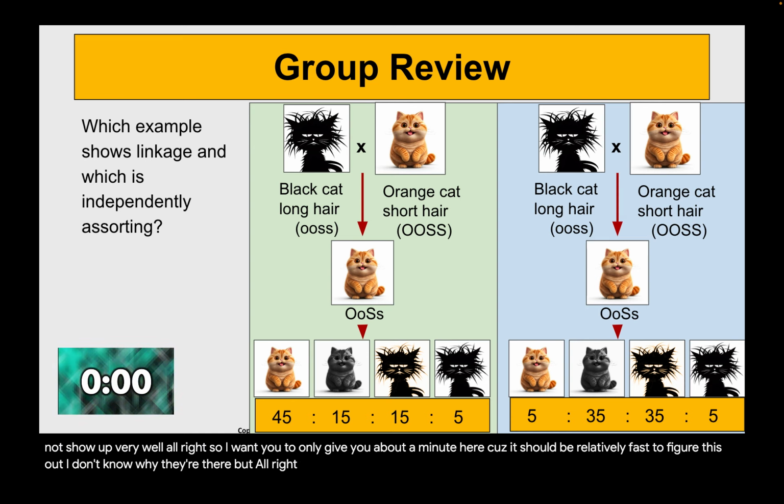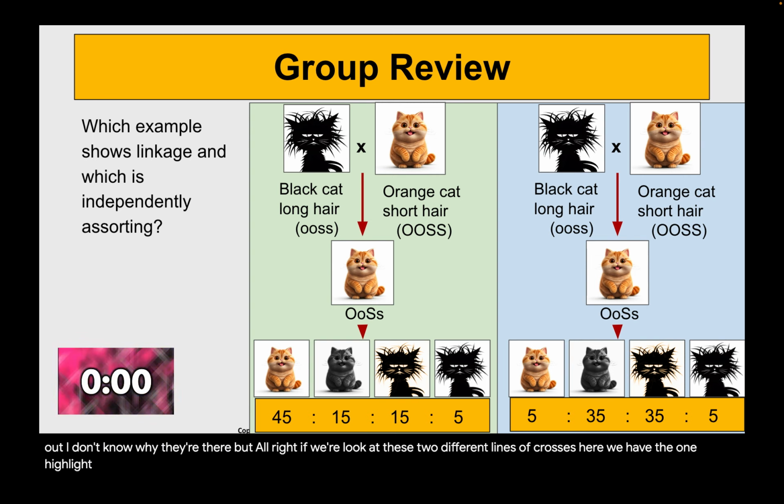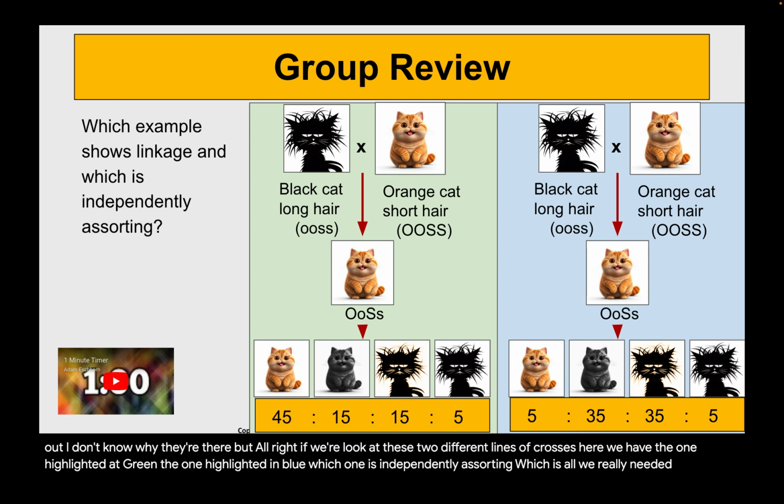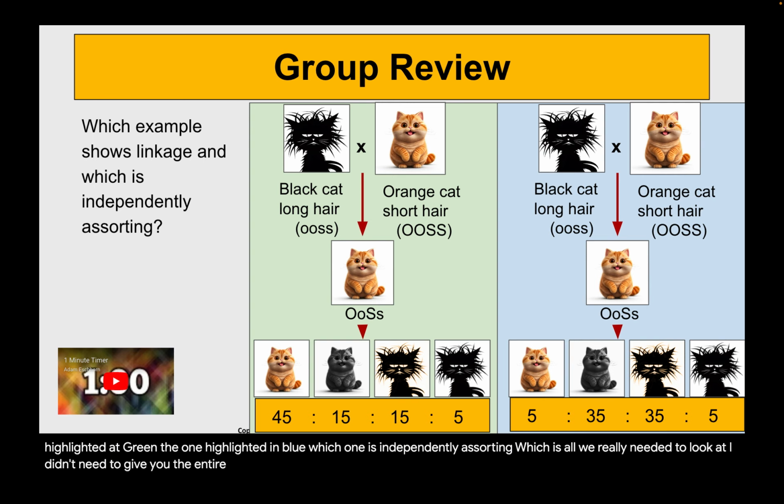All right, if we were to look at these two different lines of crosses here, we have the one highlighted in green, the one highlighted in blue. Which one is independently assorting? Yeah, the one in green. If we were to look at the ratios, which is all we really needed to look at, I didn't need to give you the entire cross, right? All you had to do is look at the ratio.